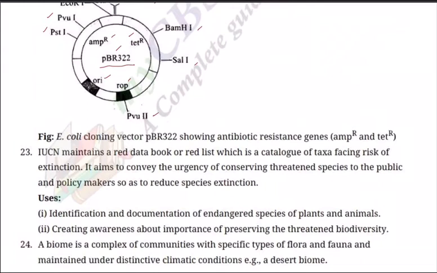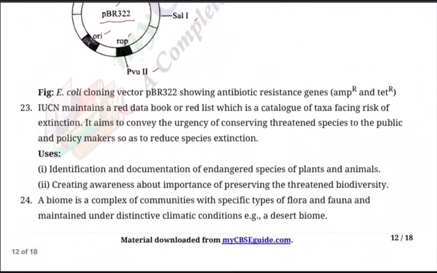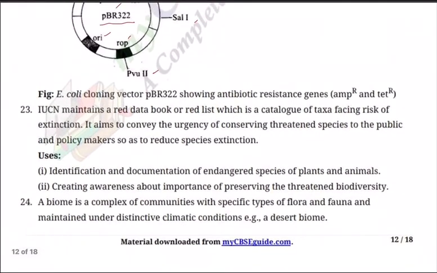Question 23. What is red list? Give two uses of red list. Now, IUCN, International Union for Conservation of Nature and Natural Resources, maintains a red data book or red list, which is a catalog of taxa facing risk of extinction, endangered ones.